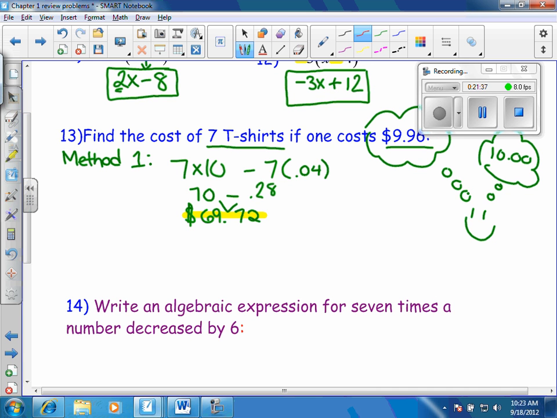Noah? Well, I broke it up the same way as him, but then I did the math, and 9.96 times 7, I got 74.6. So you broke it up, and then I tried to check my answer. But you know it has to be less than 70, because this is less than 10, right? So you made some careless mistake.